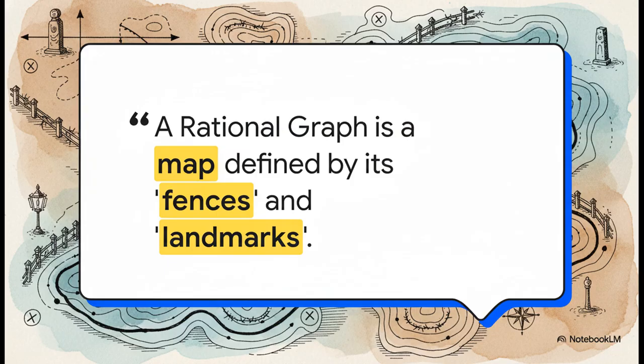And this really gets to the heart of it. A rational graph isn't just some random squiggly line you're trying to draw. You should think of it more like a map that's defined by its fences and its landmarks. The fences? Those are your asymptotes. The landmarks? Those are your intercepts and any holes you might find. They literally tell you where the path of the graph can and can't go.